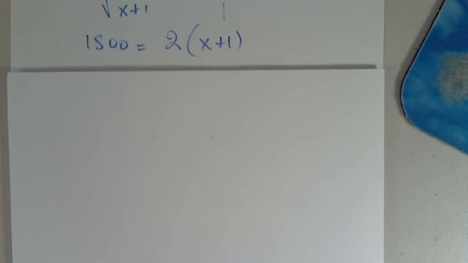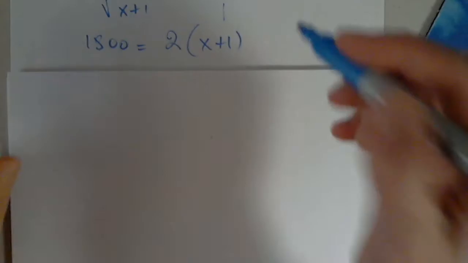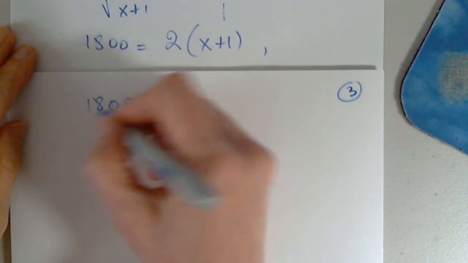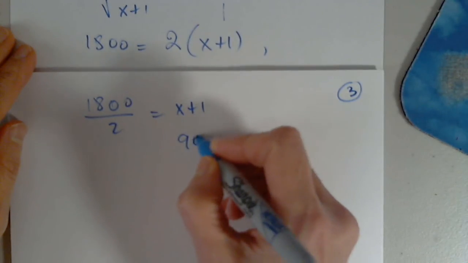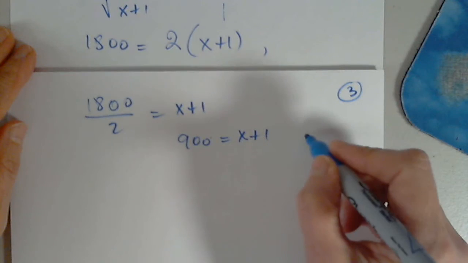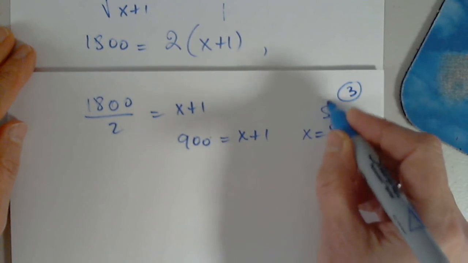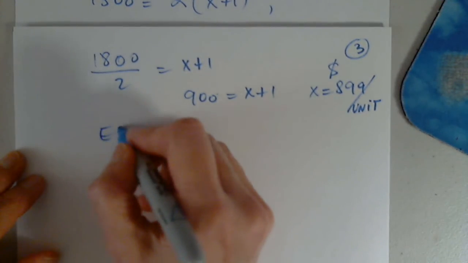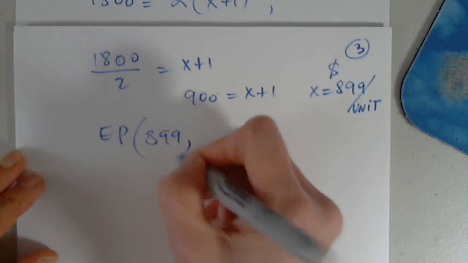The square root of X plus 1 times the square root of X plus 1 is X plus 1. Well, you could say it's the absolute value of X plus 1, but everything here has to be positive. We cannot produce or sell or buy -3 units or pay -$5. So then from here I have 1800. I would like to divide by 2. So this is 900 equals X plus 1. So then X is $8.99 per unit. So the equilibrium point is $8.99, comma.